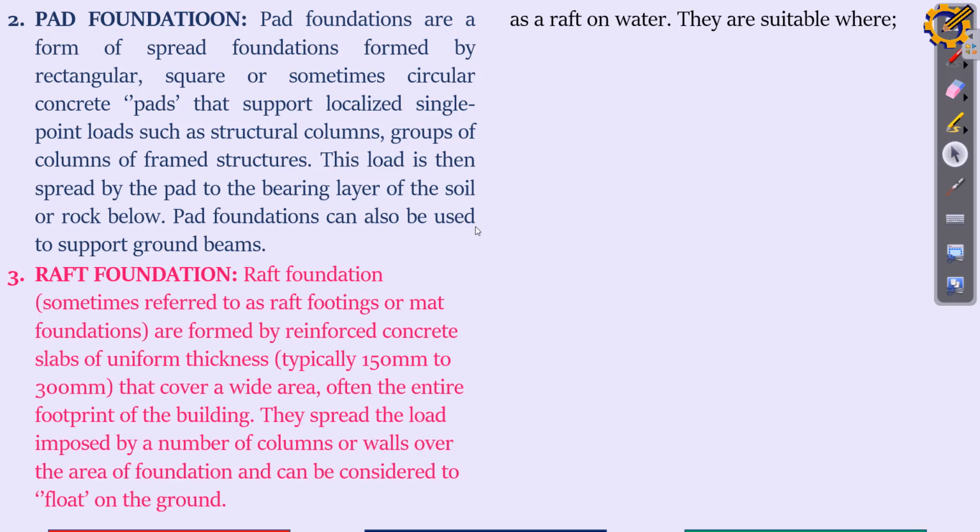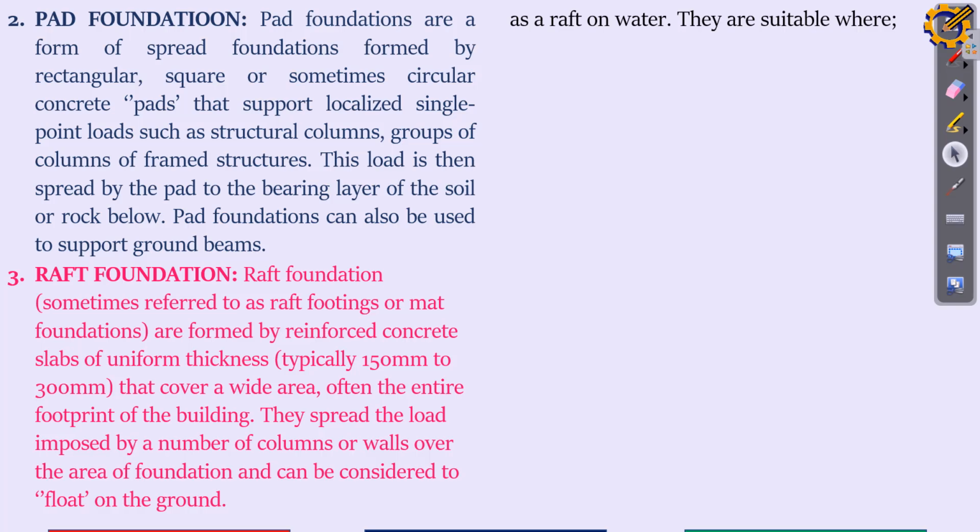All right. Then the third one is raft foundation. Raft foundation is used for a very high-rise building on a soil that has low bearing capacity, especially a waterlogged area. So they use raft foundation. And raft foundation is very, very expensive. So the cheapest of all foundations is the strip.